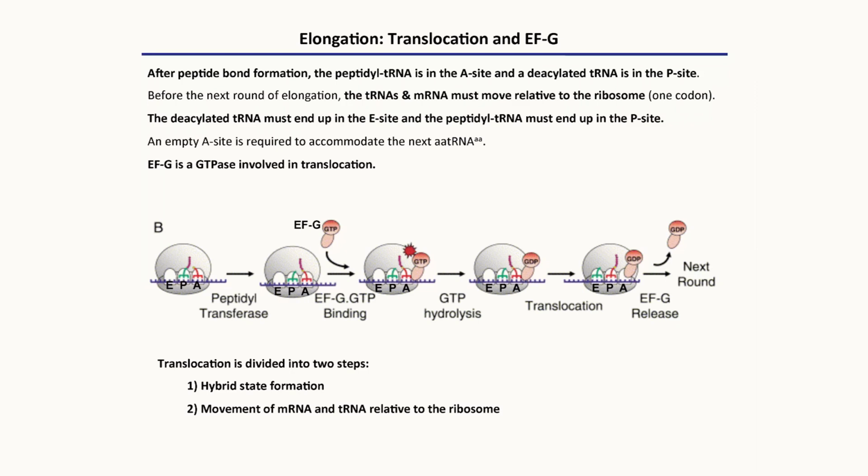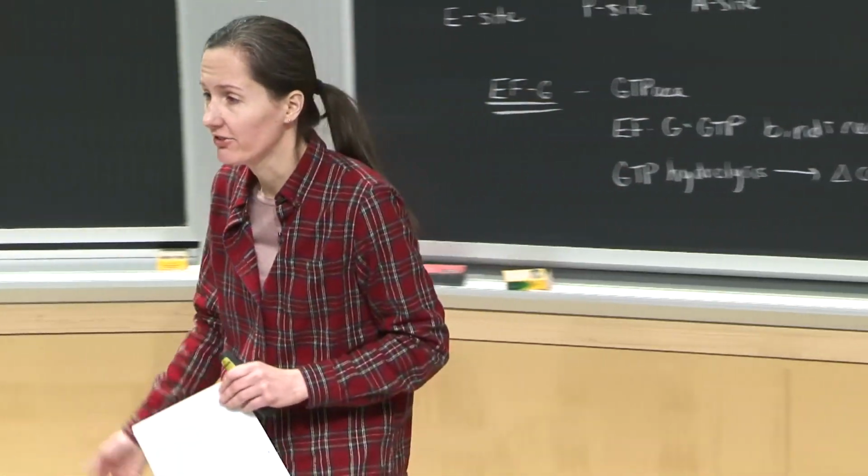Okay, there's GTP hydrolysis. We now have EFG in the GDP bound form. Okay, and now we see translocation, and that these tRNAs have moved. And after this step, EFG is released. And at this stage, the ribosome is ready for its next round of the translation cycle. So let's take a look at what we know about the structure of EFG.